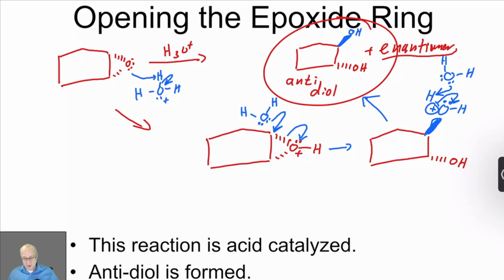That's the anti-diol. But what if, and there's always a what if, right? What if we wanted the cis diol or the syn diol? So instead of having the OHs up and down, or vice versa, we wanted them both up or both down. Of course, there's a way to do that.